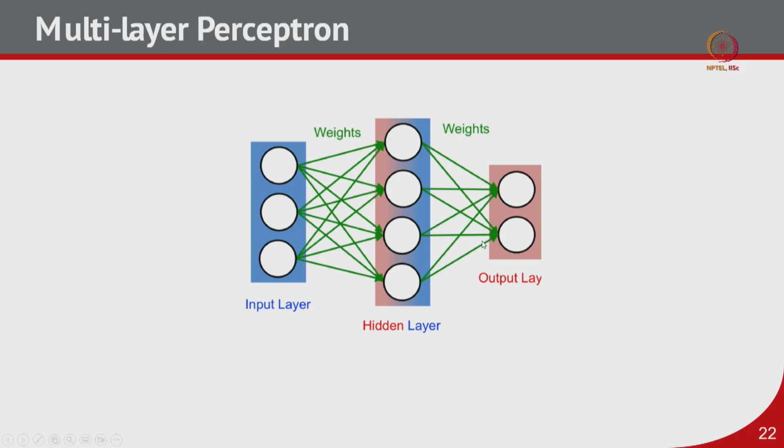Now, there might not be a single hidden layer, there can be multiple hidden layers, and then again the neurons in the hidden layer are connected with the neurons in the output layer through the weights, and finally the output layer will provide you the output. We will discuss how exactly the output is generated, but this is one generic structure of a multi-layer perceptron, and this multi-layer perceptron actually forms the basis of any machine learning algorithm.